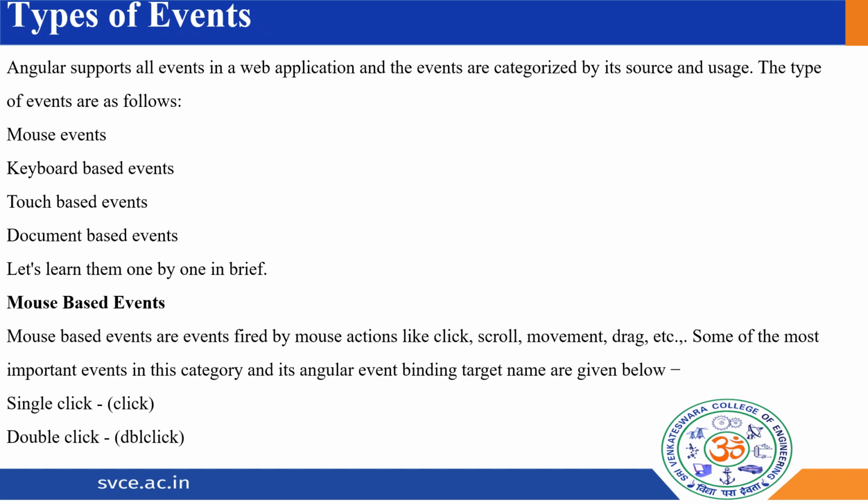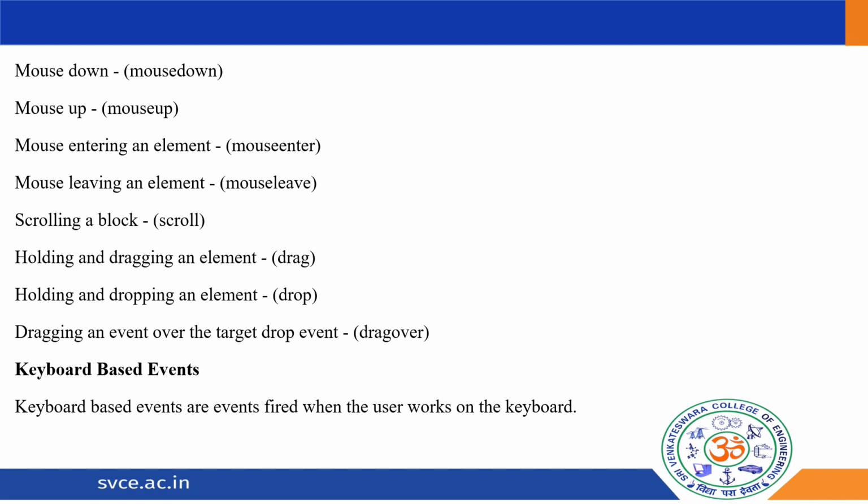Some of the important events in this category and their Angular event binding target names are single click, double click, mouse up, mouse entering the element, mouse leaving an element, scrolling a block, holding and dragging the element, holding and dropping an element, then dragging an element over the target block.